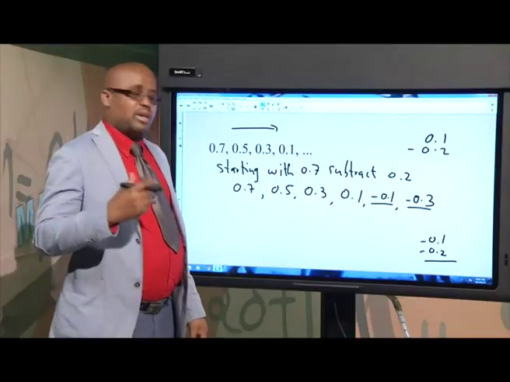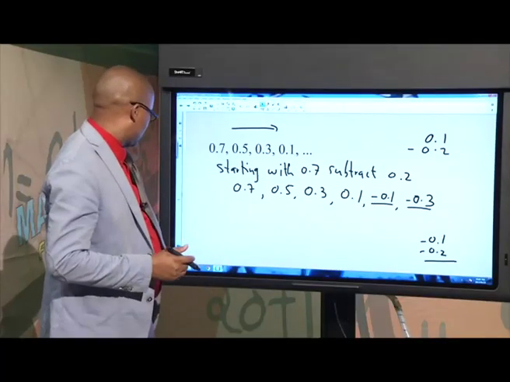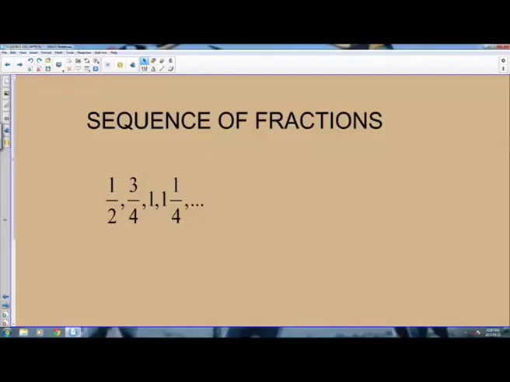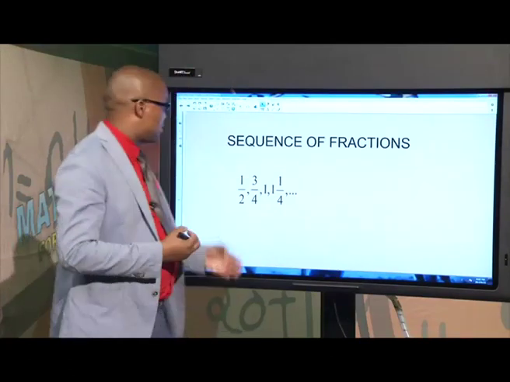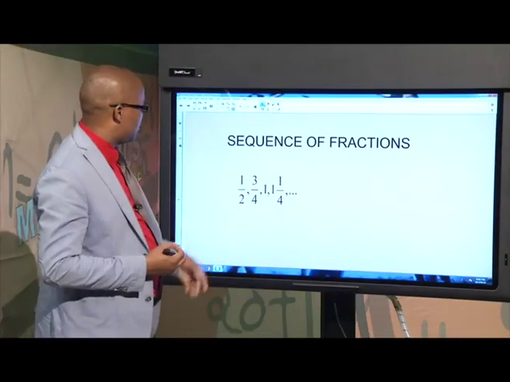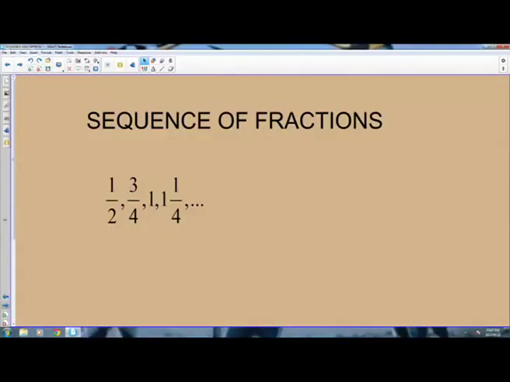Let us have a look at the last example within this part: sequence of fractions. So it means we can also have a situation where sequences are given in fraction format, like we're having here. You've got a sequence half, 3/4, 1, 1 1/4. So how is this sequence formed? You need to examine how these terms come about. Now we can see this is half, 3/4. Now what happened here is 1/4 has been added to the previous to get the next.